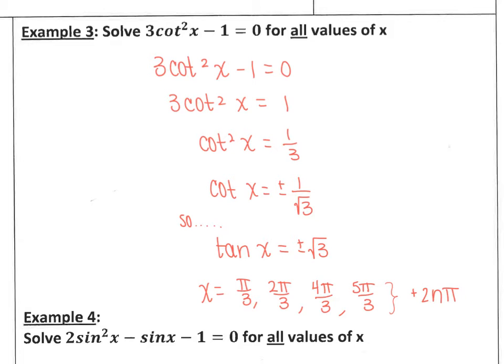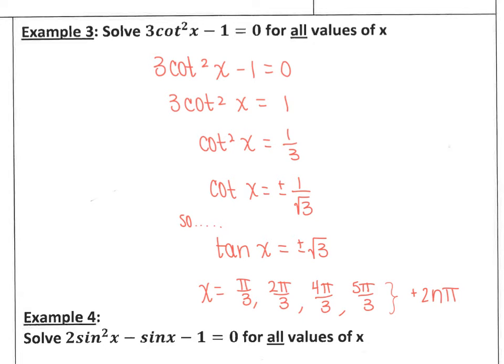Then we have this cotangent squared. So just like with algebra, you can square root, and when you do, it'll get rid of the square. So we end up with cotangent of x equals plus or minus 1 over root 3. And then we know that if we were to flip cotangent over, the reciprocal is tangent. So we could do the same thing to both sides of this equation. So when you flip your cotangent over, you get tangent. When you flip your plus or minus 1 over root 3 over, you just get plus or minus root 3.